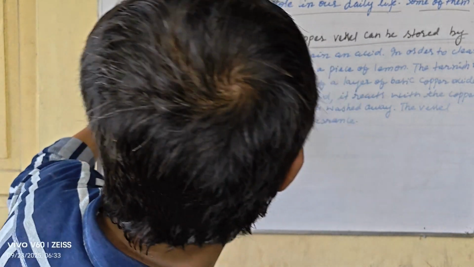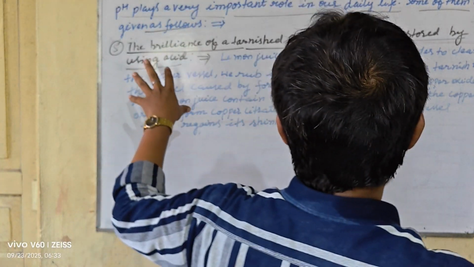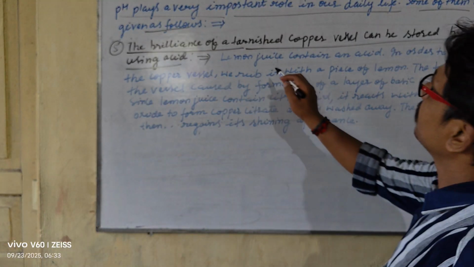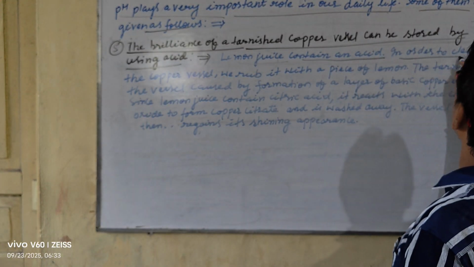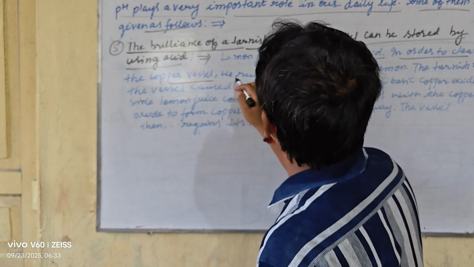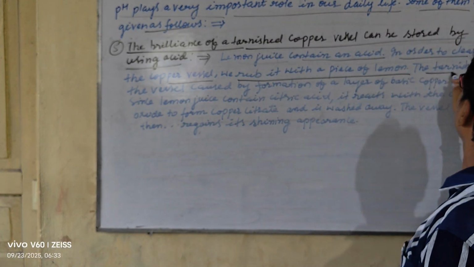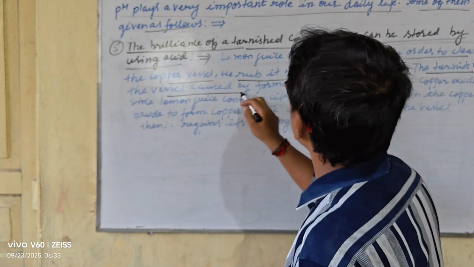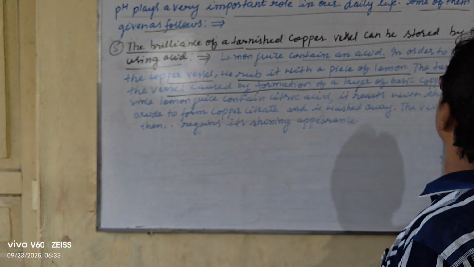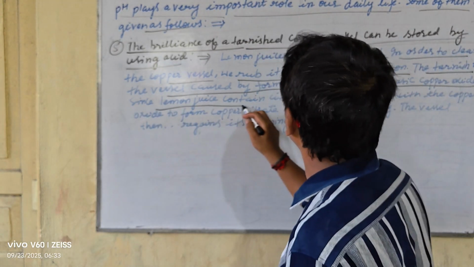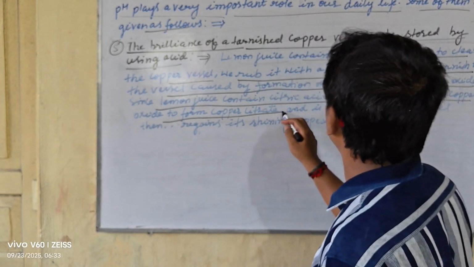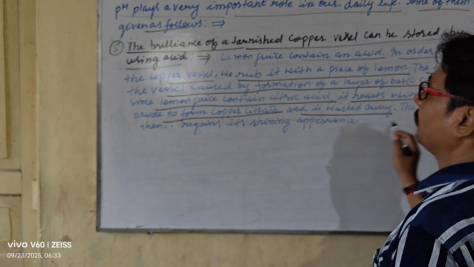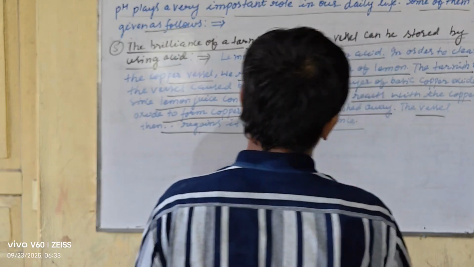So my dear student, the brilliance of a tarnished copper vessel can be restored by using acid. Lemon juice contains citric acid, and in order to clean the copper vessel, we rub it with a piece of lemon. The tarnish on the vessel is caused by the formation of a layer of basic copper oxide. Since lemon juice contains citric acid, it reacts with the copper oxide to form copper citrate and it is washed away. The vessel then regains its shining appearance.